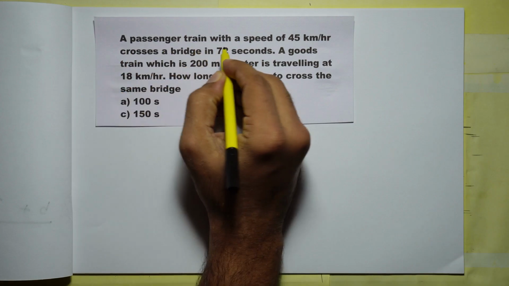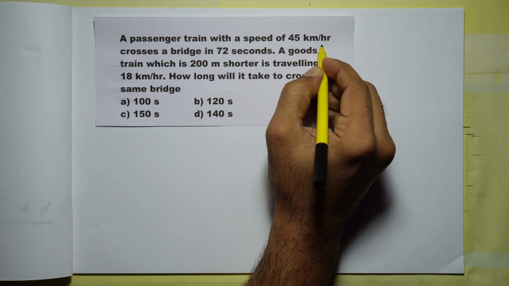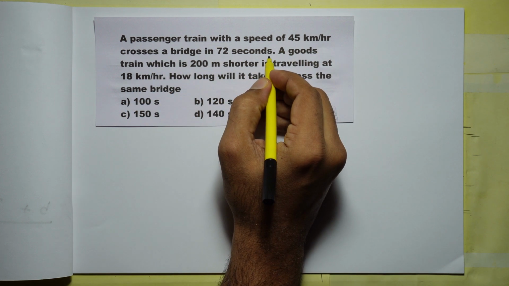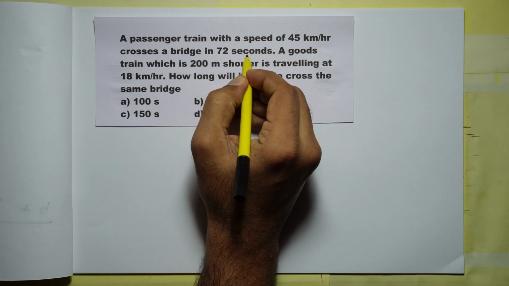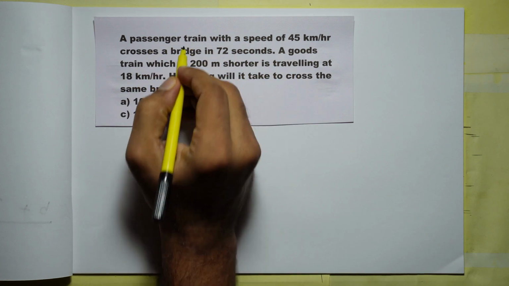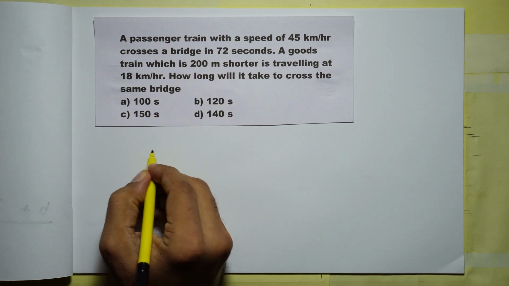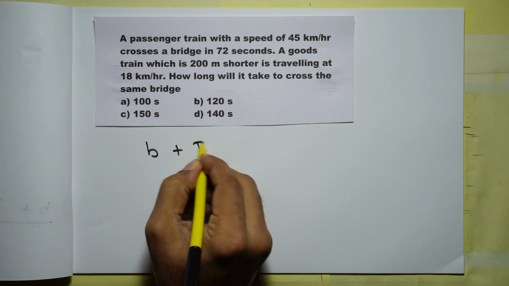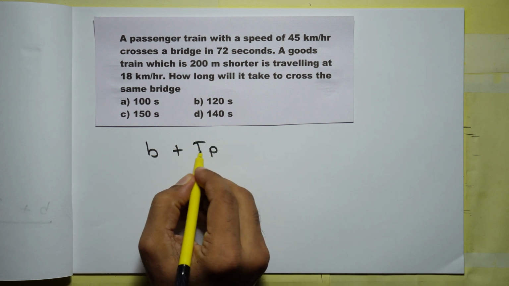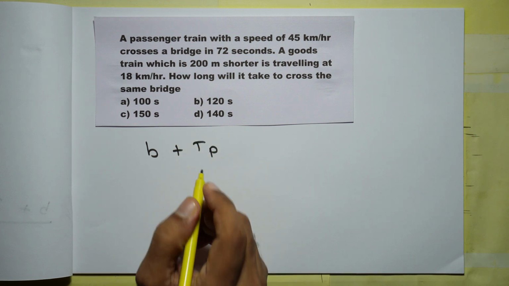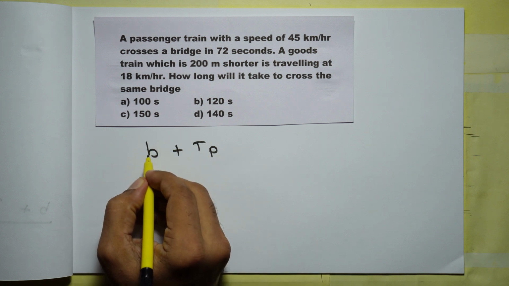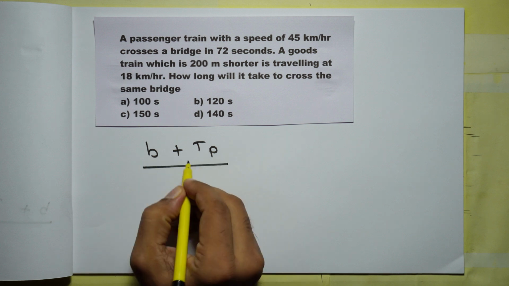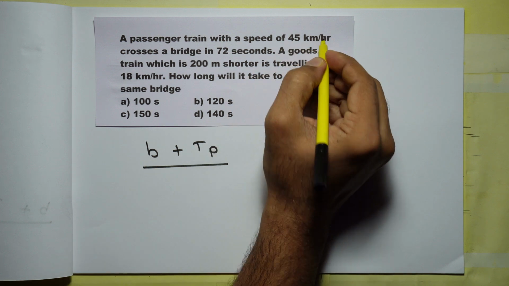A passenger train with a speed of 45 kilometers per hour crosses a bridge in 72 seconds. So let us form the equation for that. You have a passenger train. Now to cross a bridge, first the length of the bridge has to be crossed. Then its own body length, I'll just take it as TP, that is length of the passenger train. So distance to be moved is length of the bridge plus its own body length. So this is the distance to be moved. Distance by speed gives you time.